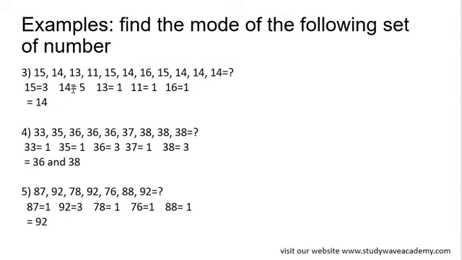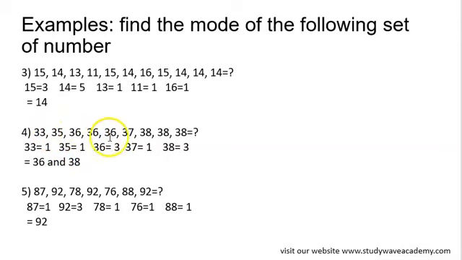Okay, do we understand? We have our fourth question here: 33, 35, 36, 36, 36, 37, 38, 38, 38. Now what do we do? We first of all write out each number and count out how many times they appeared. Then we pick out the one that appeared more, right? So write out 33 and count how many 33s we have here. When we count, we have 1. Write out 35 and count how many 35 we have. When we count, we have 1.